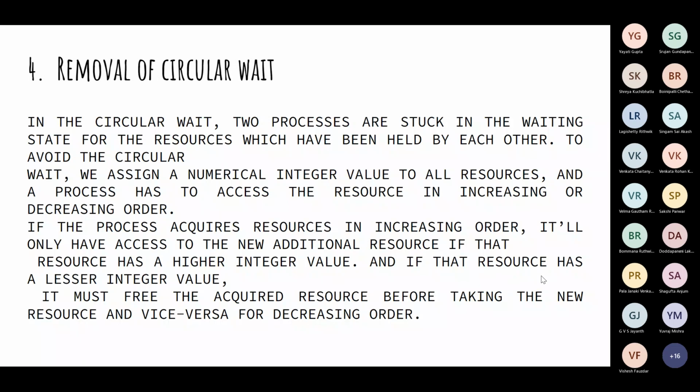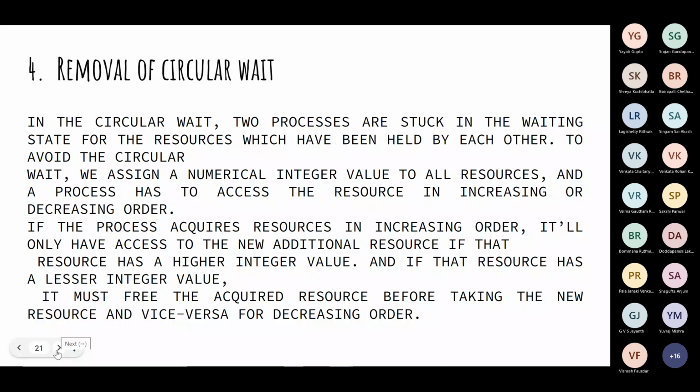One of the necessary conditions of deadlock is a circular cycle. So if two processes are stuck in the waiting state for the resource which have been held by each other, to avoid the circular wait, we assign a numerical integer value to all resources and the process has to access the resource in increasing or decreasing order.